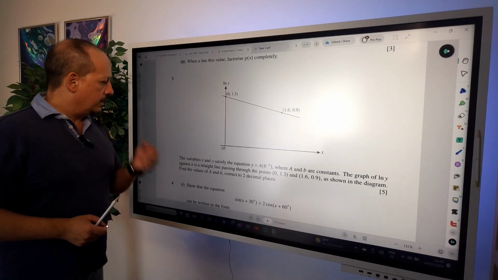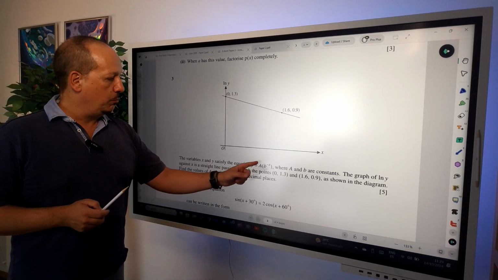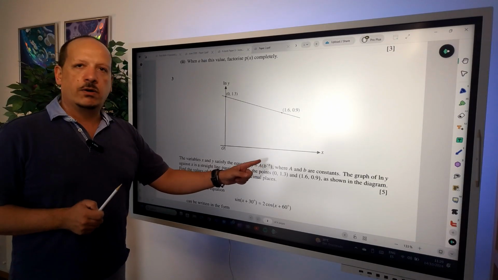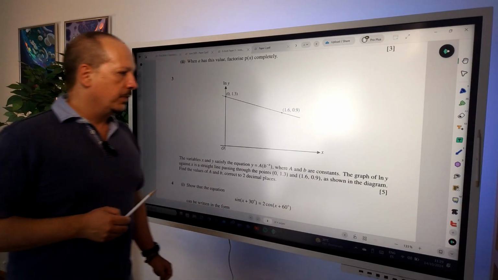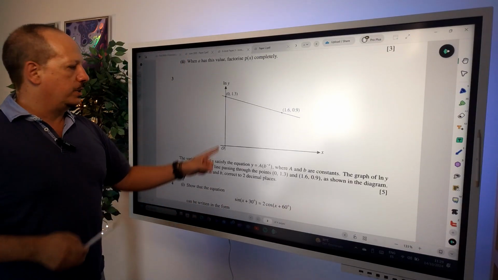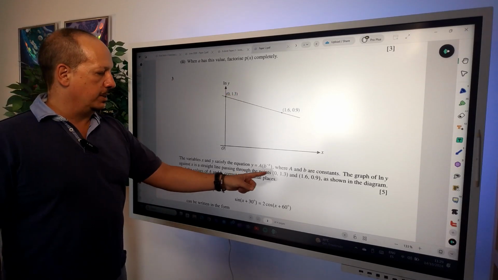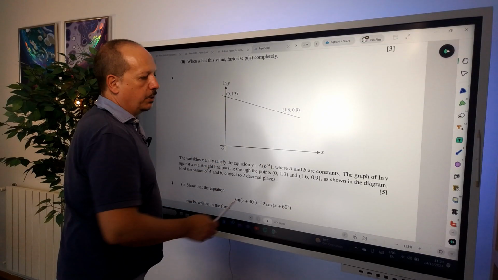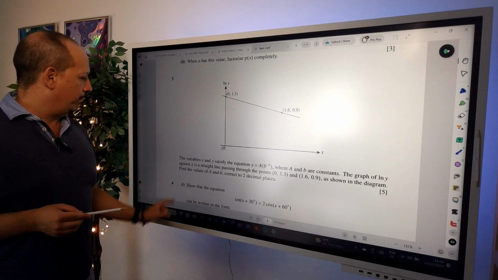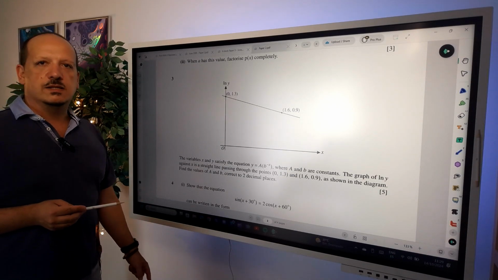It says, the variables x and y satisfy the equation y equals a, open brackets, b to the power of minus x, where a and b are constants. The graph of natural logarithm of y against x is a straight line passing through the points 0, 1.3, as I mentioned before, and 1.6, 0.9, as shown in the diagram. Find the values of a and b, correct to 2 decimal places.